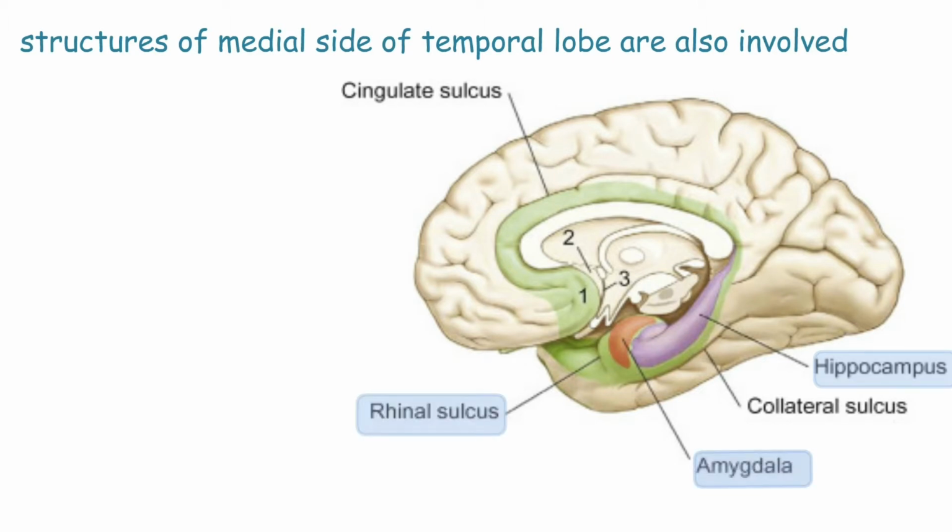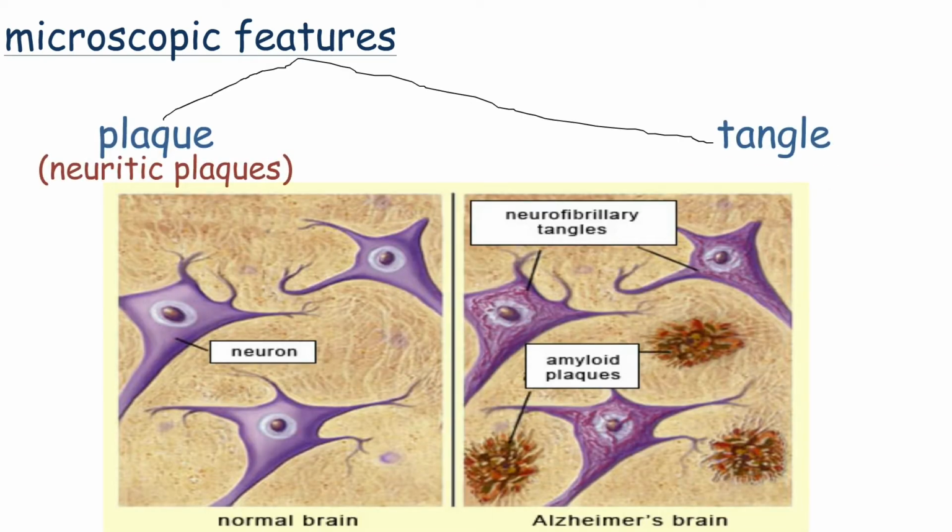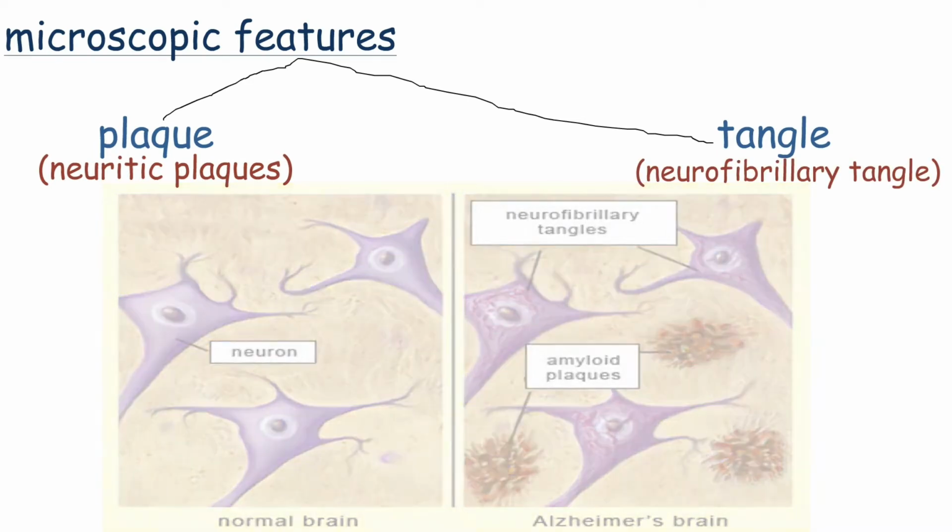Now, let's talk about the microscopic features of Alzheimer's disease. The major microscopic abnormalities that form the basis of histological diagnosis of Alzheimer's disease include, as I have mentioned earlier, two terms, namely plaques and tangles, or let's say neuritic plaques and neurofibrillary tangles. These are the major microscopic features in case of Alzheimer's disease.